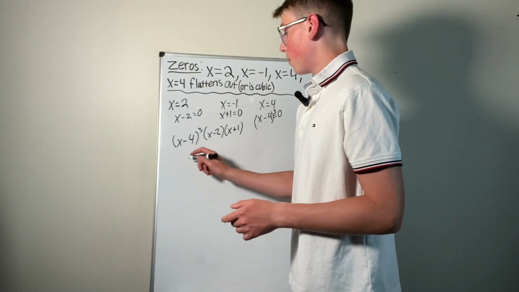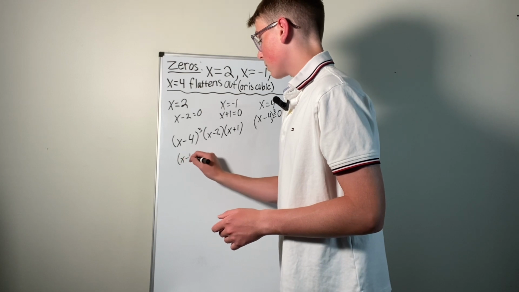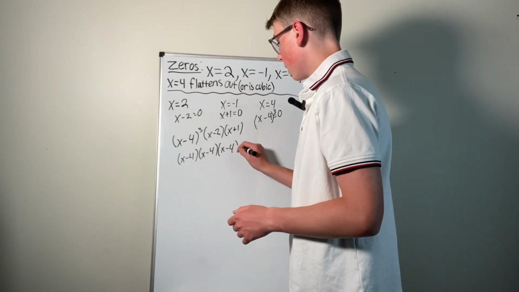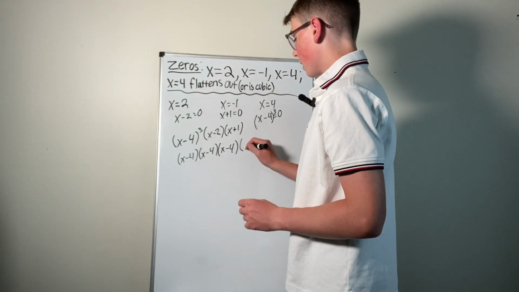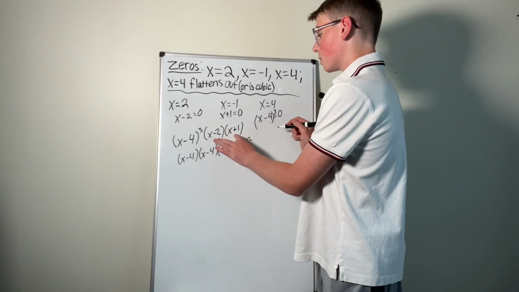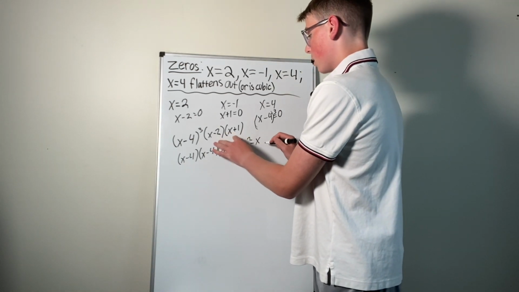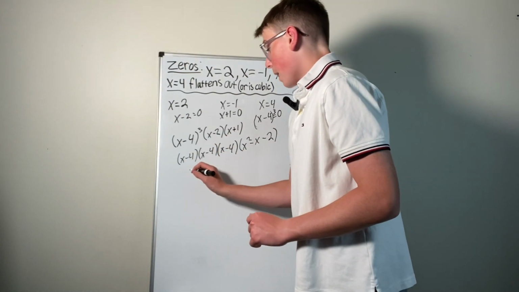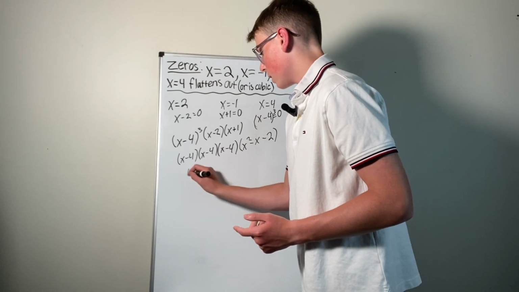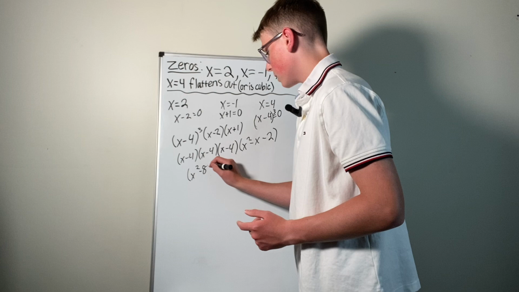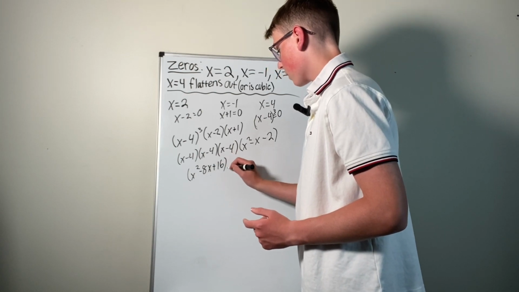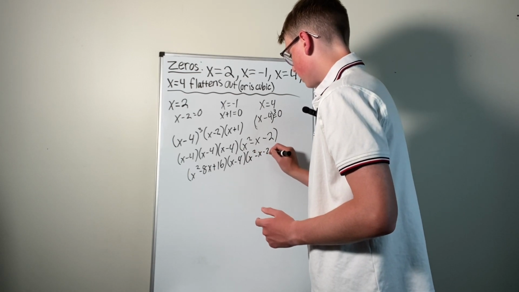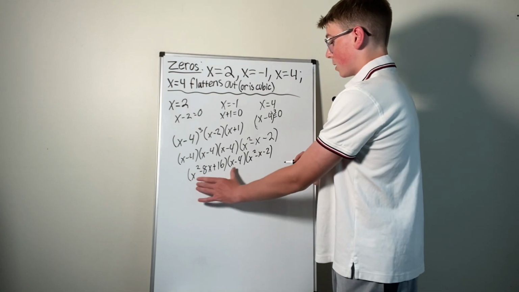So let's start by doing x minus 4 times x minus 4 times x minus 4. Then I'll just do this: x minus 2 times x plus 1 will be x squared plus x minus 2x, which is minus x, minus 2 times 1, which is -2. So x minus 4 times x minus 4 is x squared minus 8x plus 16, times x minus 4, times x squared minus x minus 2. So now I guess we're just going to multiply these two.